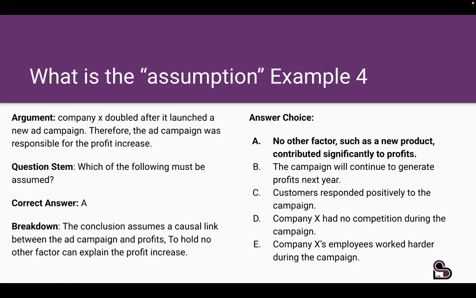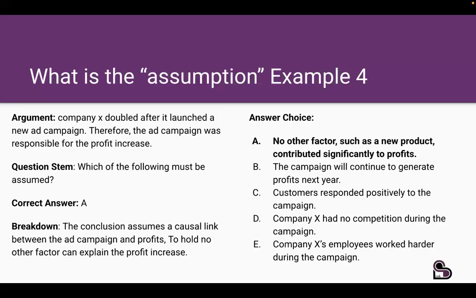A, no other factors such as a new product contributed significantly to profits. Seems like a fit. B, the campaign will continue to generate profits next year. Really not relevant. C, customers responded positively to the campaign. D, Company X had no competition during the campaign, and E, Company X's employees worked harder during the campaign. So we know it's answer A, because if we negated that one, it would weaken the argument.